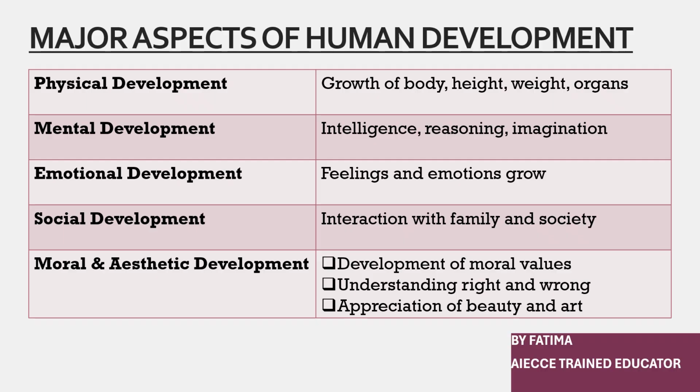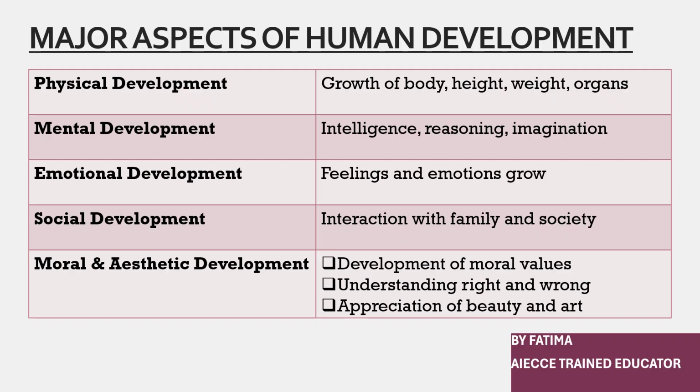Also, in social development, we see the friends influence more, and there is a peer pressure. In moral and aesthetic development, we see values are developed and they understand what is right and wrong deeply. So emotional and moral development becomes the strongest in the adolescence age.